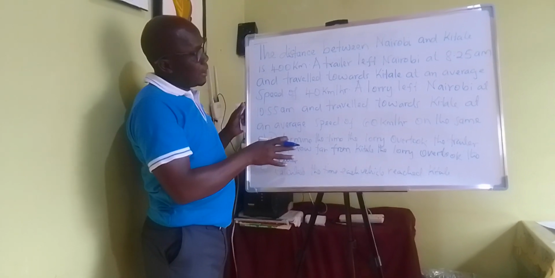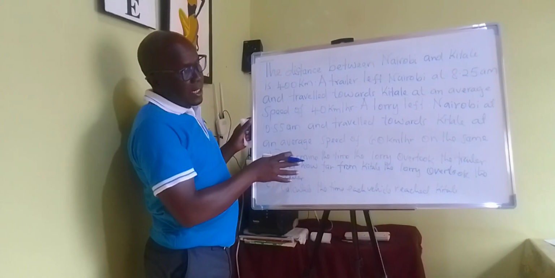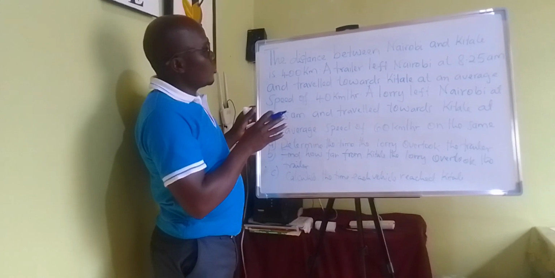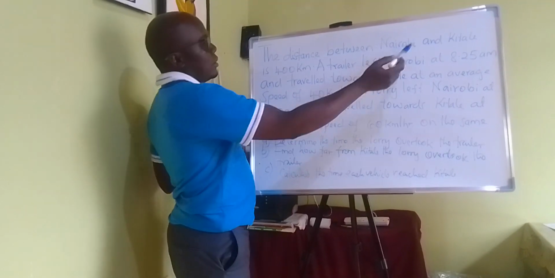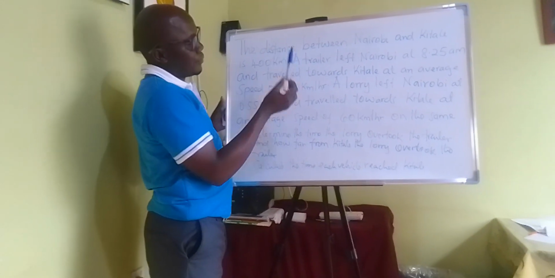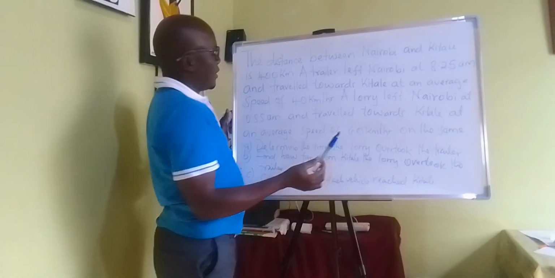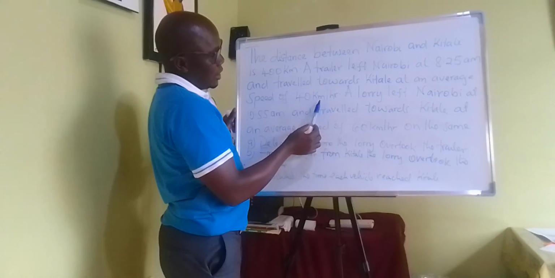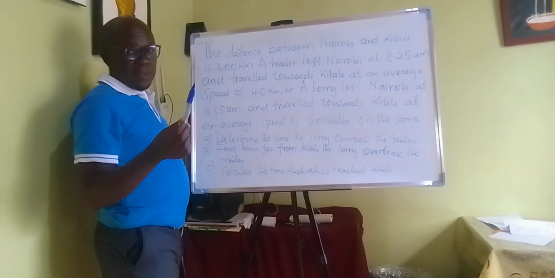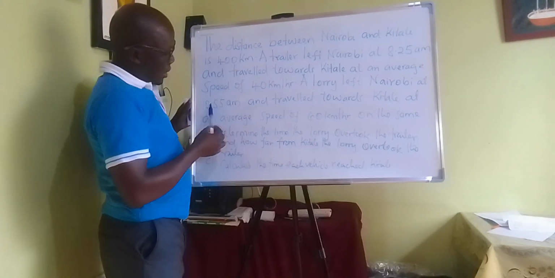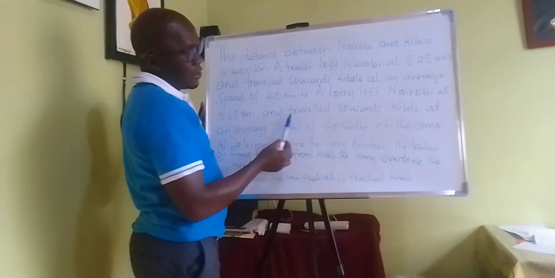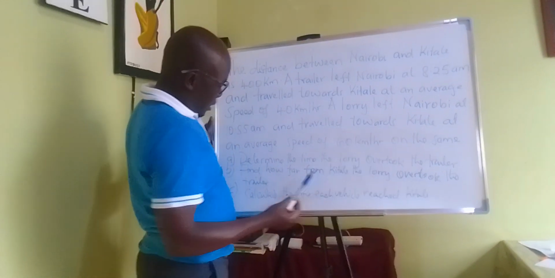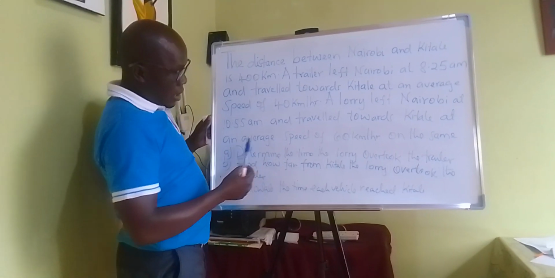Linear motion, and at our level is a grade 10 question. The distance between Nairobi and Kitale is 400 kilometers. A trailer left Nairobi at 8:25 a.m. and traveled towards Kitale at an average speed of 40 kilometers per hour. At the same time, a lorry left Nairobi at 10:55 a.m. and traveled towards Kitale at an average speed of 60 kilometers per hour on the same road.